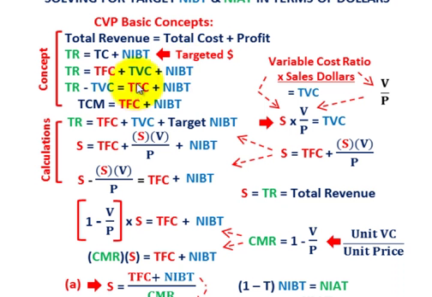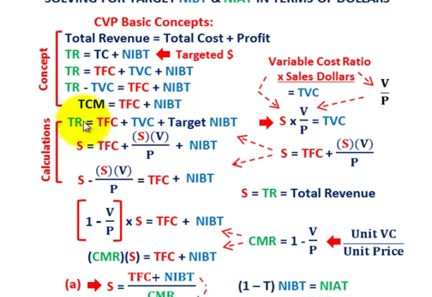If we rearrange this equation, bringing the total variable cost over onto the other side, we would have our total revenues minus our total variable cost equals our total fixed cost plus our net income before taxes. So we just rearrange the equation. Our total revenue less our total variable cost really equals our total contribution margin. And then total contribution margin equals our total fixed cost plus our net income before taxes.